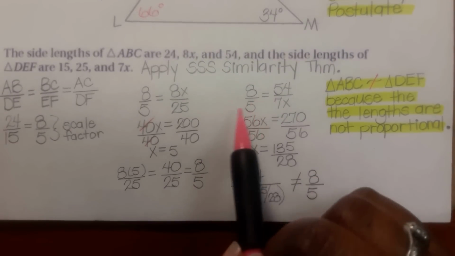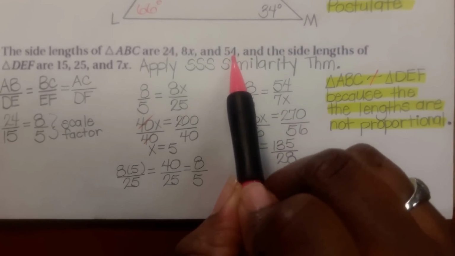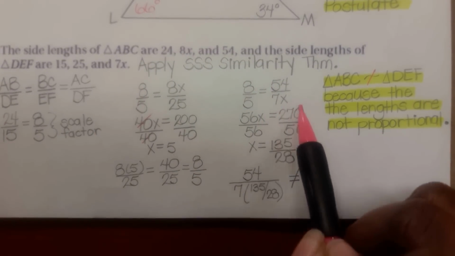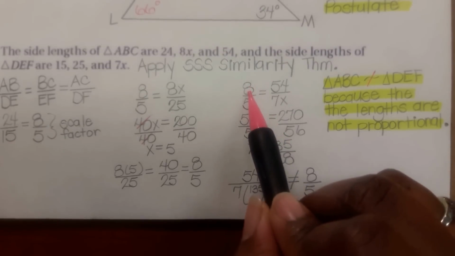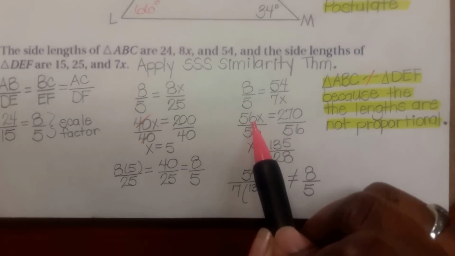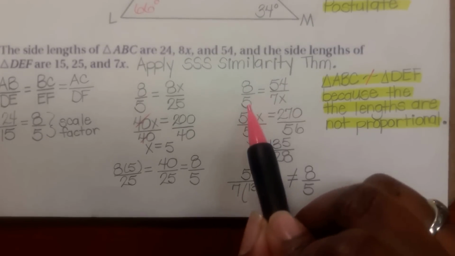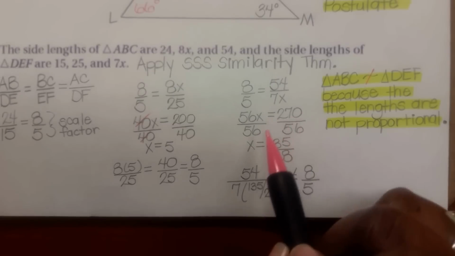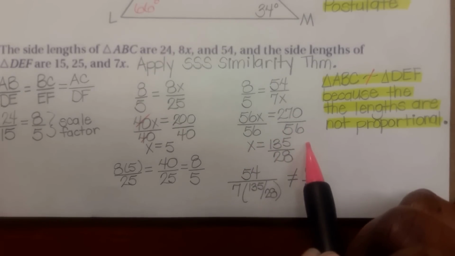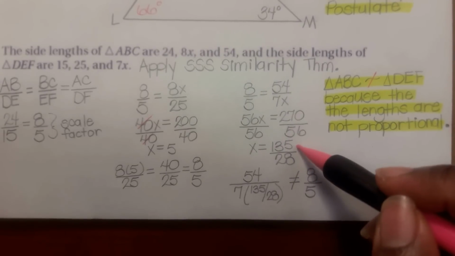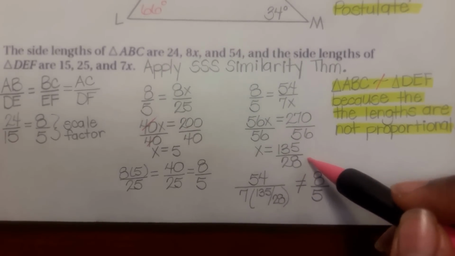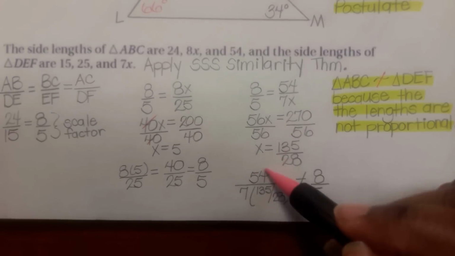So I have 8 over 5 equals 54 over 7x. So when I cross multiply again, I have 8 times 7x, which is 56x. 54 times 5 is 270. When I divide both sides by 56, it simplifies to 135 over 28. So I can see some red flags already here.